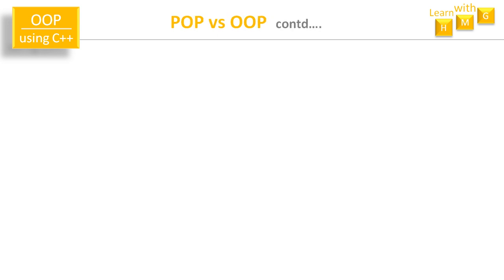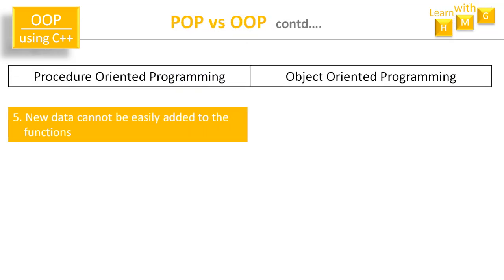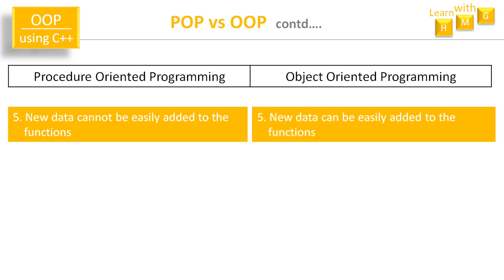The next difference is, new data cannot be easily added to the functions. As the functions are independent and combined as part of the main program, if there is a change in any one function, it will affect other functions, because every function may call another function. They depend on each other, and one function may be a sub function of another function. While in OOP, as we have just seen, new data can be easily added because it is part of one object only. It does not affect other objects.